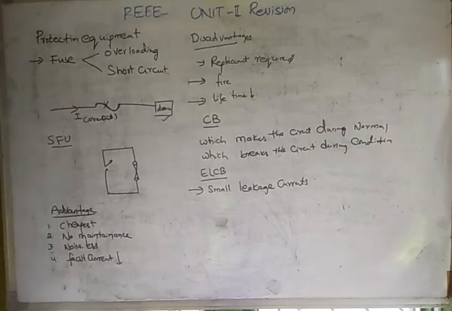Current operated ELCBs are also called residual current circuit breakers, and voltage operated ELCBs are also there. The main purpose of the earth leakage circuit breaker is that if there is leakage between the earth wire and the live wire, it will detect the small leakage currents.